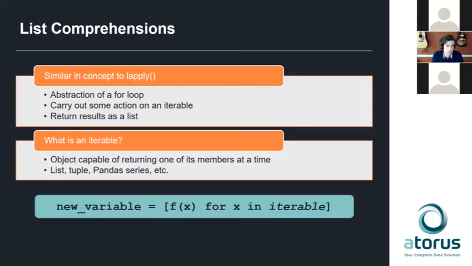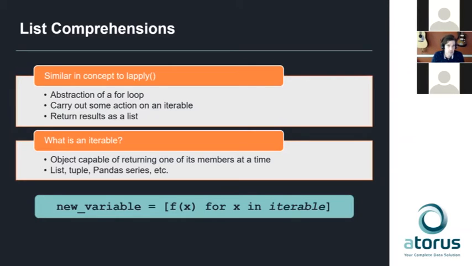So what is an iterable? An iterable is basically anything you can iterate over, capable of returning one of its members at a time. Like a list, technically a dictionary. You can iterate over a Pandas series, so say you wanted to iterate over a column in a data frame, that's great. You can also iterate over a tuple that you're getting back from anything. A tuple can be just about anything in Python, so you can iterate over a tuple and do something to the same stuff.